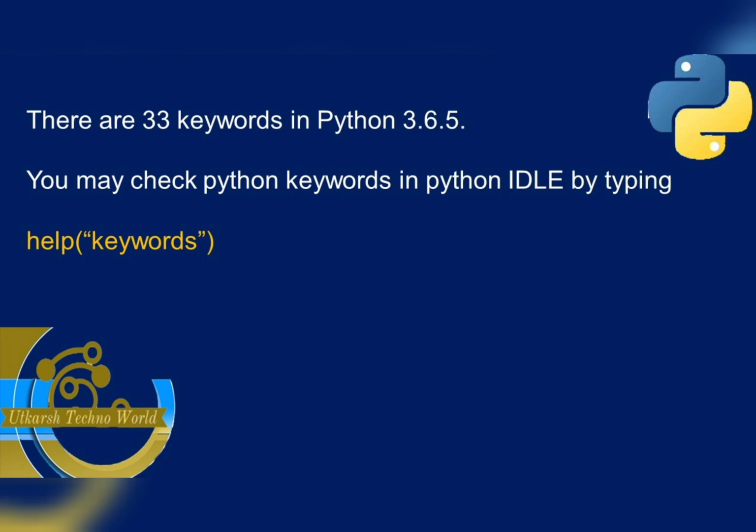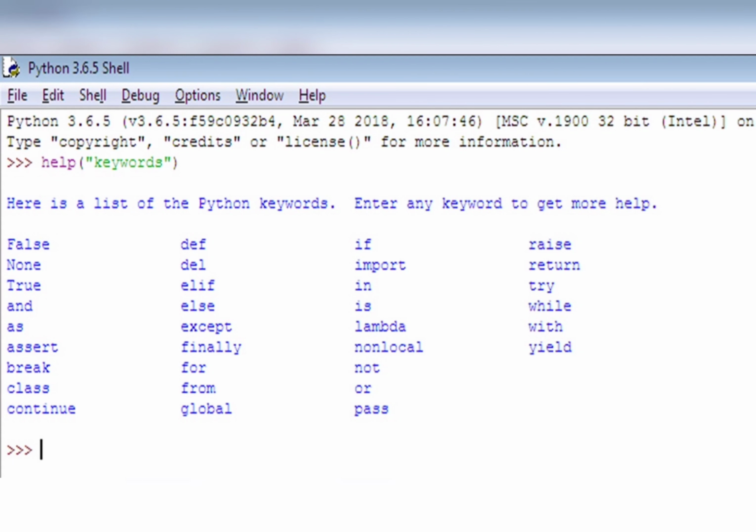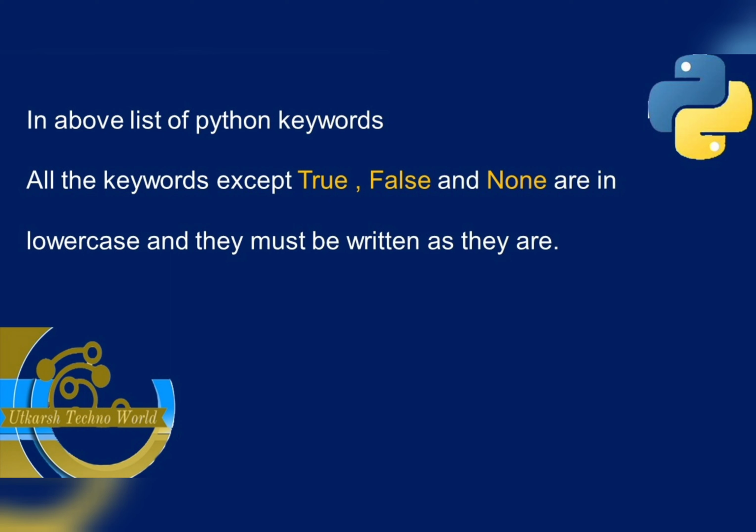There are 33 keywords in Python version 3.6.5. You may check Python keywords in Python idle by typing help("keywords"). Here is a list of Python keywords. Enter any keyword to get more help. In the above list of Python keywords, all the keywords except True, False, and None are in lowercase and they must be written as they are.